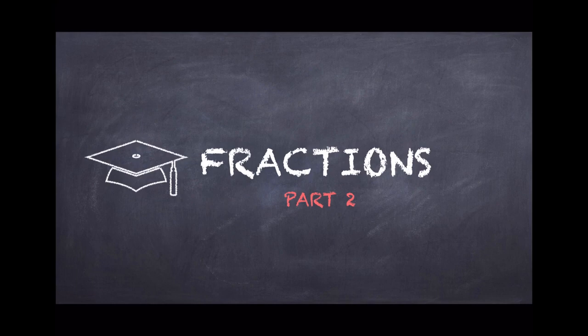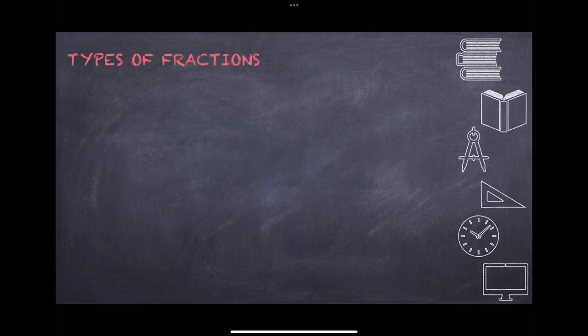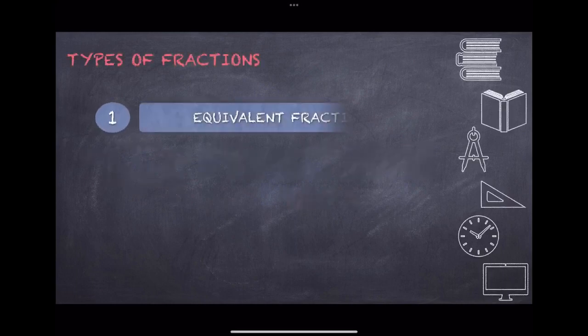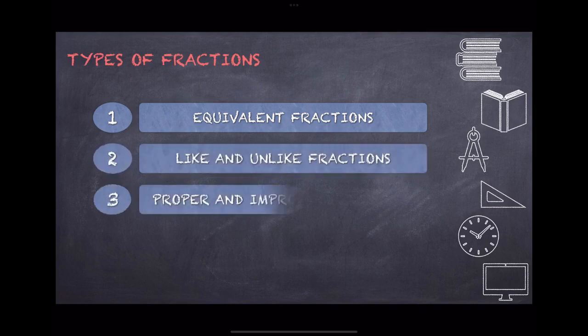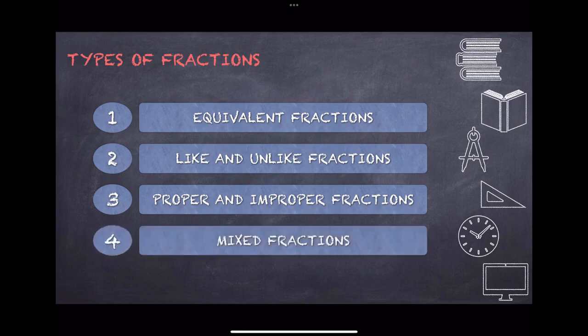In our previous video, we saw what fractions are, we learned how to define numerator and denominator, and we were also able to identify the fraction representing the shaded region. In today's lesson, we are going to discuss the different types of fractions, namely equivalent fractions, like and unlike fractions, proper and improper fractions, and mixed fractions.